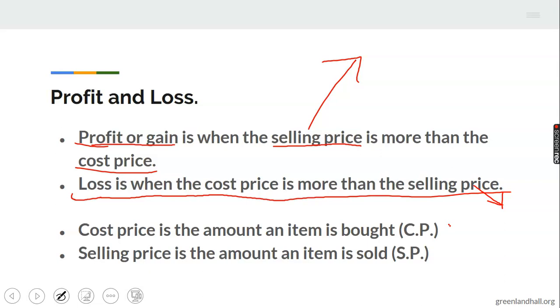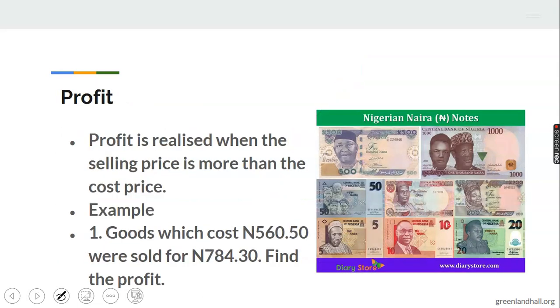You know, mommies and daddies that sell goods, they will go to the market, they will buy the goods, then they will come back and put them in their shop and increase the price. That is how they make profit. Everybody makes profit. They increase the amount. Now, we are going to focus on profit, then later we'll go to loss. Like we have said before, profit or gain is when your selling price is more than the cost price.